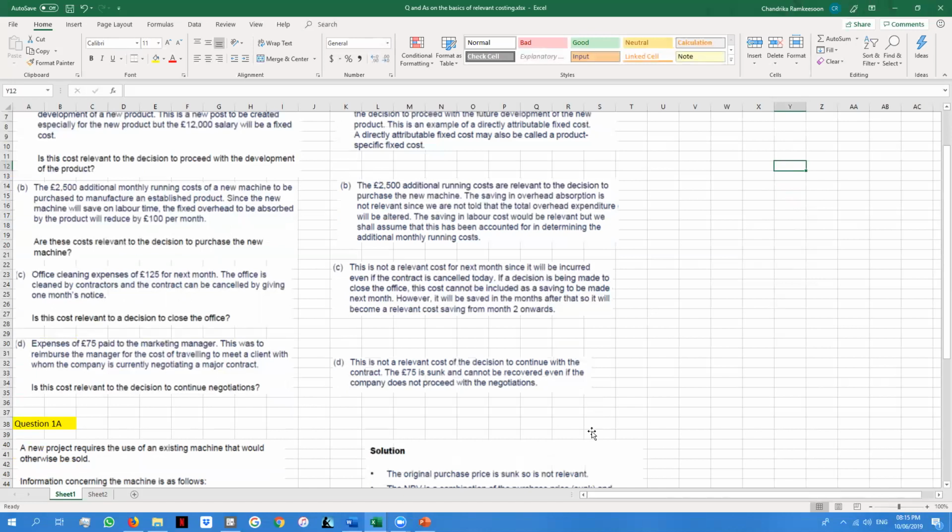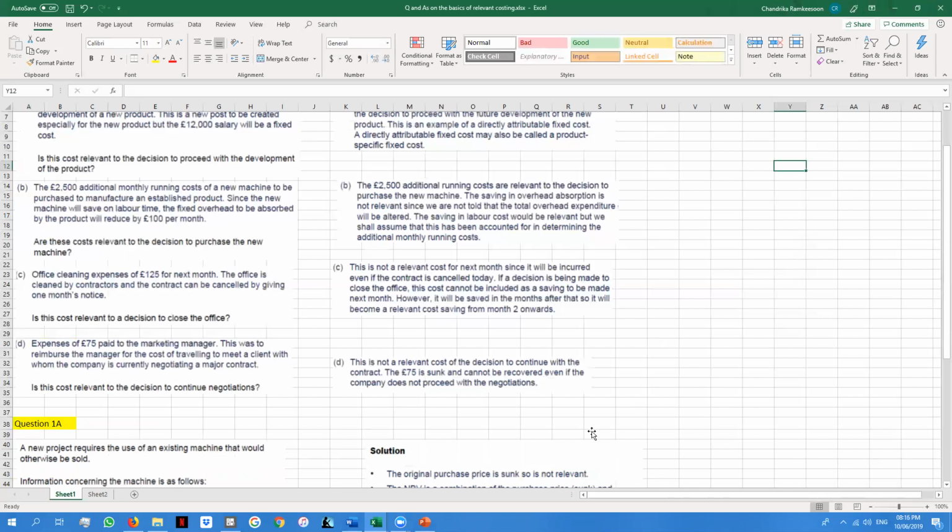C, remember what I said about it being a committed cost, and you've got to give 1 month's notice. So they've got to pay it anyhow. They can't just pull out suddenly. This is not a relevant cost for next month since it will be incurred even if the contract is cancelled today. If a decision is being made to close the office, this cost cannot be included as a saving to be made next month. However, it will be saved in the month after, so that it will become a relevant cost saving from month 2 onwards.